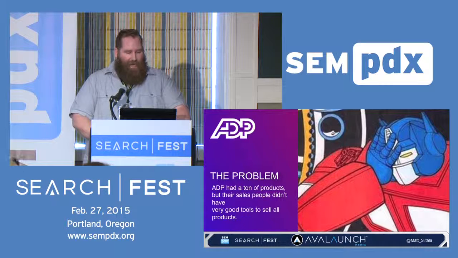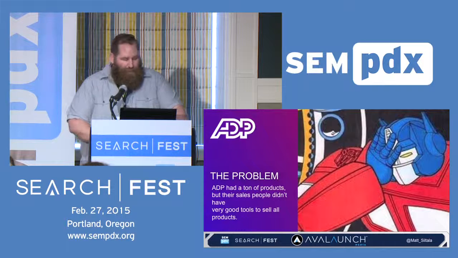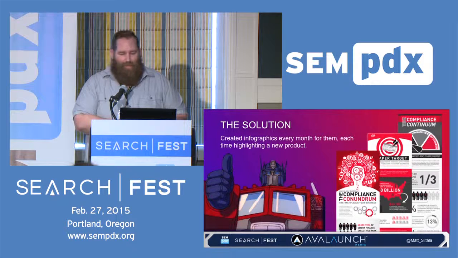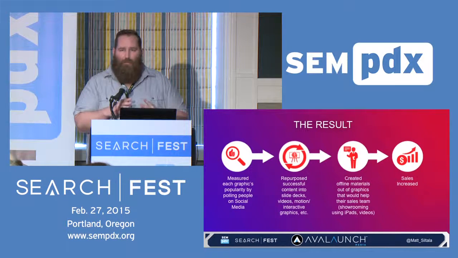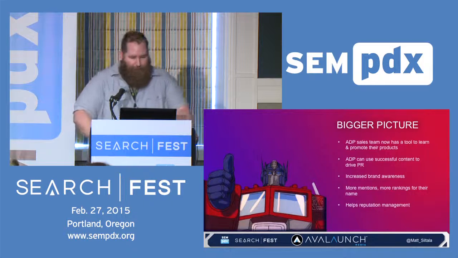But ADP, like it says here, had salespeople that didn't have a very good tool set to be able to sell very well. So we created a series of content, whether it was infographics, sales pages, white papers, or videos that they can direct people to. And again, you see the flow chart here. We measured each graphic's popularity by polling people on social media, and then we repurposed their more successful content and created the material that they needed to have their sales increased. All right. So again, just more of an overview here.